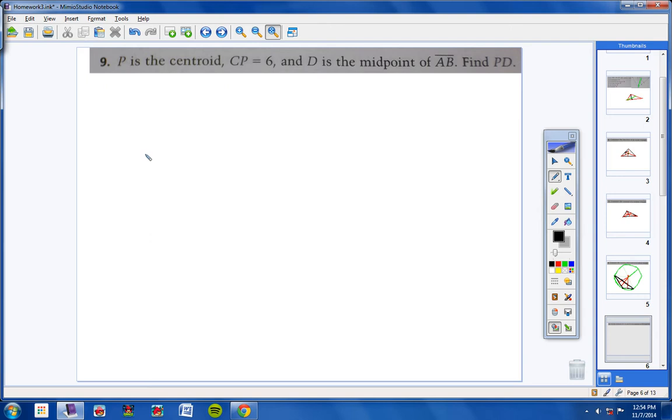P is the centroid. I guess I'll read the directions first. Directions say to use triangle ABC. Okay, so we have to draw triangle ABC. You can draw it however you want to. So here we go. I'm just going to draw it like this very quickly. Not going to try to be that picky about it. Okay, there's triangle ABC.